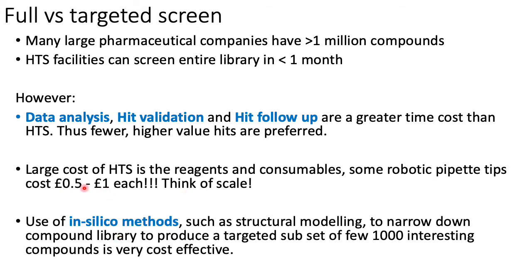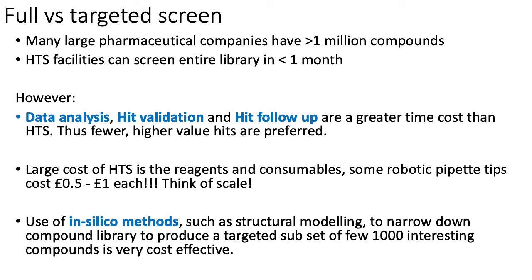What is trending now is the use of in silico methods. So this is using structural biology or structural modeling, and this helps us to narrow down compound libraries to produce a targeted subset of a few 1,000 interesting compounds, which is very cost effective. And this is something that we're doing at the moment. We're using artificial intelligence in our screening process. So this is an in silico method to screen for potential compounds that will bind to our target.